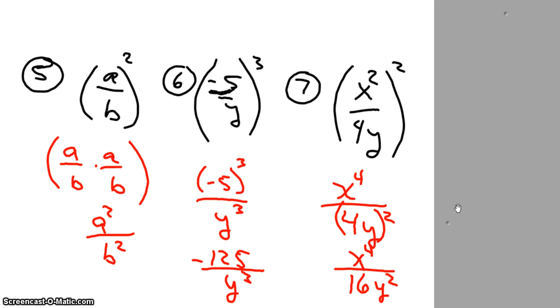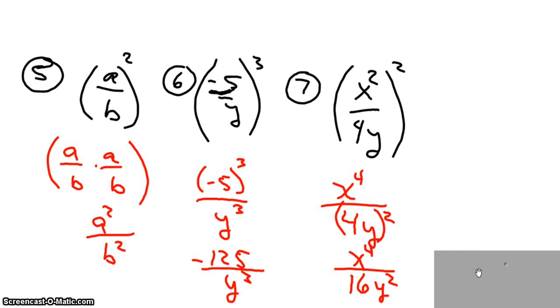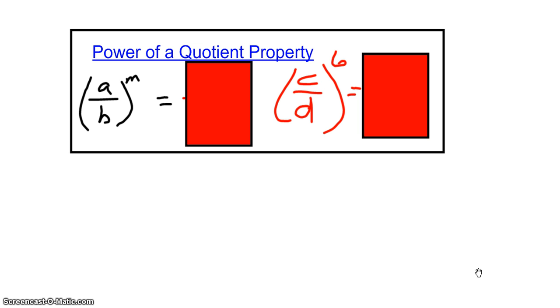Okay, there it is. So every term has been affected by this exponent of 2. X squared times x squared is x to the fourth. 4 squared is 16, y squared is y squared. Good. And I think we are done. So let's go ahead and write the rule for this. This is the power of a quotient property.